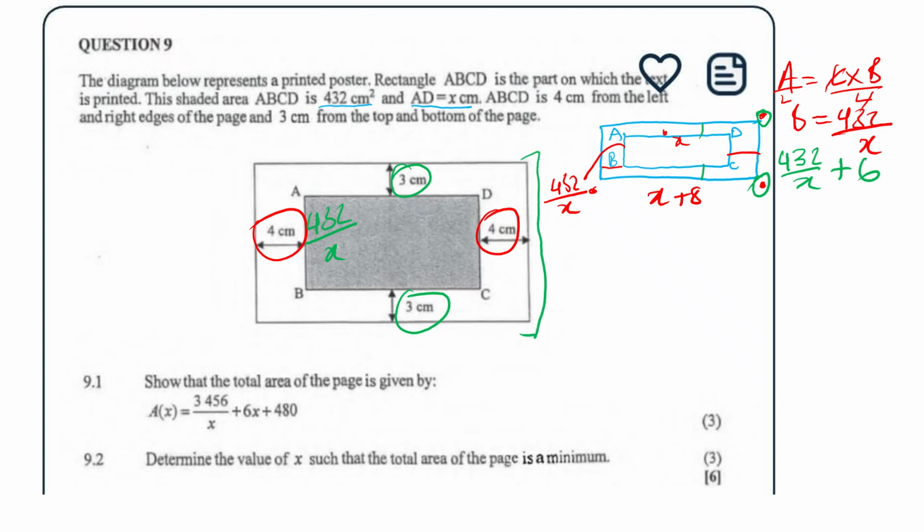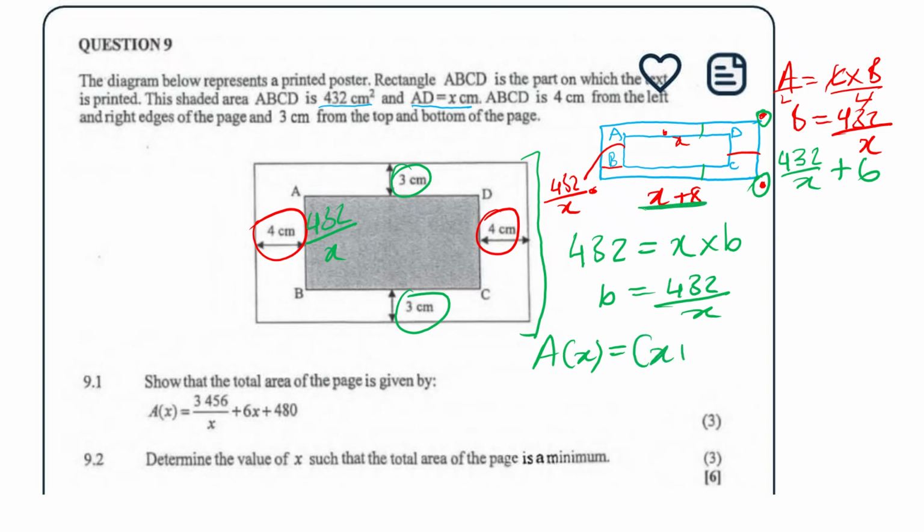All right. Therefore we can say the area, which is 432, is equal to x multiplied by breadth. Our breadth is equal to 432 over x. Therefore our area with respect to x is equal to our x plus 8, multiplied by our breadth, which is 432 over x plus 6.